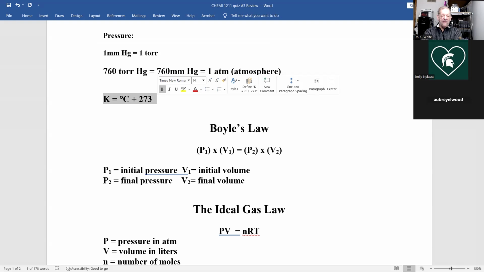P1 is the initial pressure. V1 is the initial volume. P2 is the final pressure. V2 is the final volume. I'll never ask you what is Boyle's law, but I'll expect you to know how to use it and when to use it. And let's take a look at an example of that.